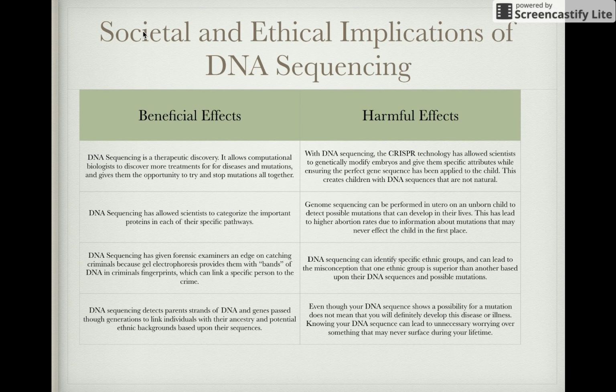And the last harmful effect is that, as I mentioned in the beneficial effects, DNA sequencing can link ancestry and ethnic backgrounds, but this can lead to the harmful effect that one ethnic group would believe that they are superior to another based upon the number of mutations in their genes and what diseases they're susceptible to. Just because you may have more mutations than another ethnic group does not make you less than anyone else. So we wouldn't want this to lead to any hurtful or racial comments towards a specific ethnic group.